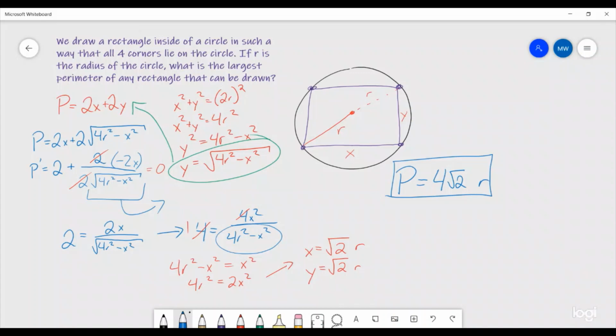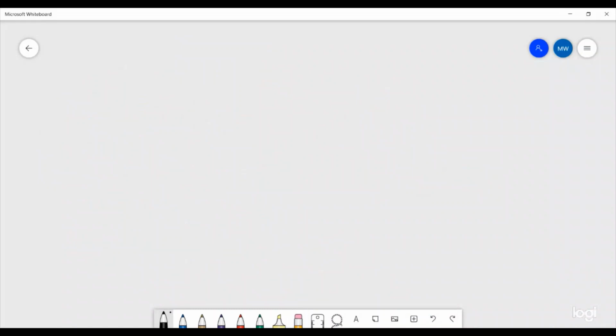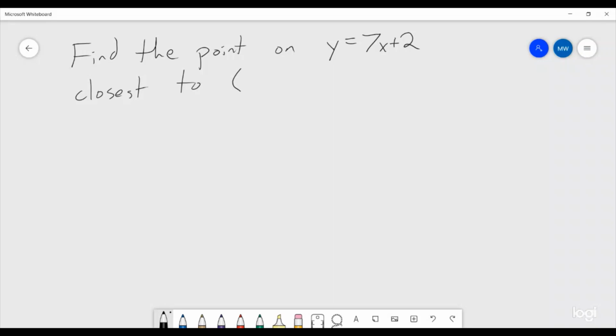Let's now do another optimization problem, this time where we are trying to find the point on the line y equals, let's do, how about 7x plus 2, closest to the point (1, 3). How would we do that? Go ahead, pause the video, and unpause it when you're ready.